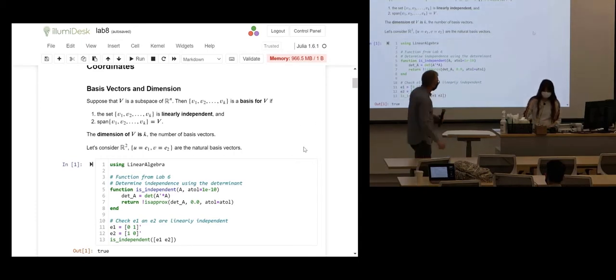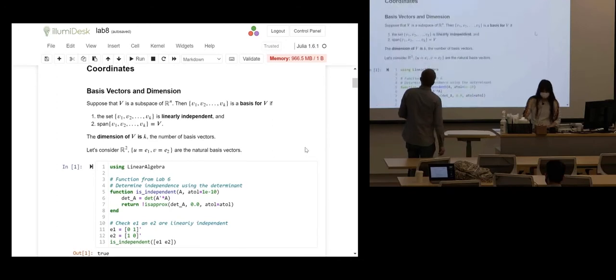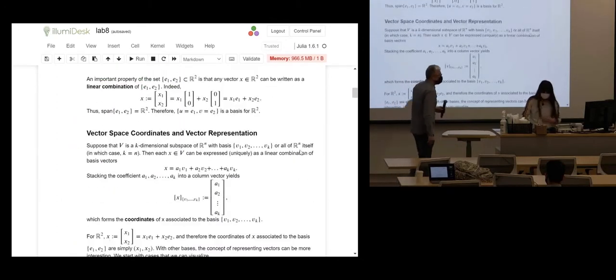Sometimes mnemonics are good. Anyway, thanks, Lou. Why don't you go on to the next part? Okay, thank you, Jesse.